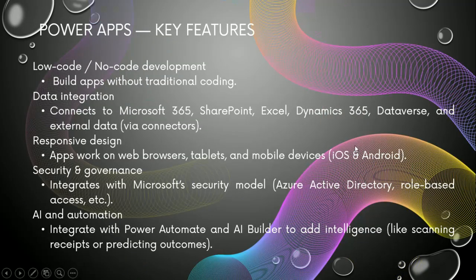So what are the key features of Power Apps? The most important key feature is that it is low code and no code, so we can build apps without traditional coding. The next important feature is data integration. We have different data connectors available on the platform, which can connect to your SharePoint, Excel, Dataverse, and any other external data sources. That can be achieved using the data connectors I mentioned in the previous slide.